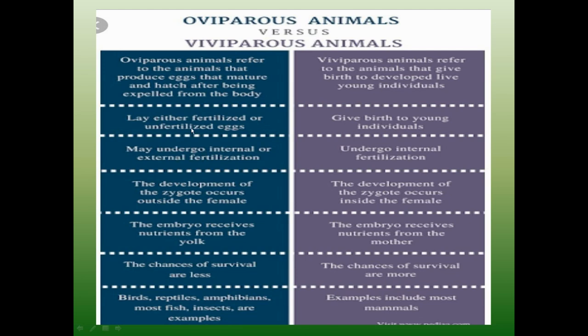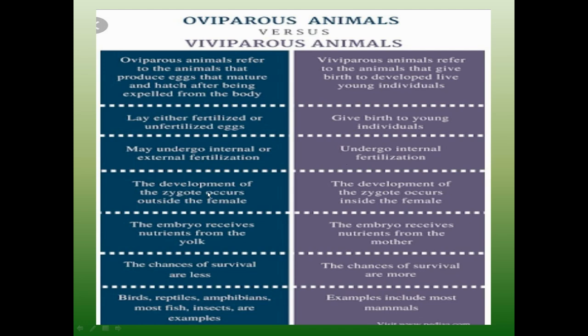In the case of an oviparous animal, the animal gives rise to the young one by laying eggs, and if these eggs are not fertilized inside the body of the organism, then the fertilization will be external. If the organism releases a fertilized egg, the fertilization will be internal. So there are both chances: the organism may have internal or external fertilization. However, in viviparity, the fertilization will always be internal.